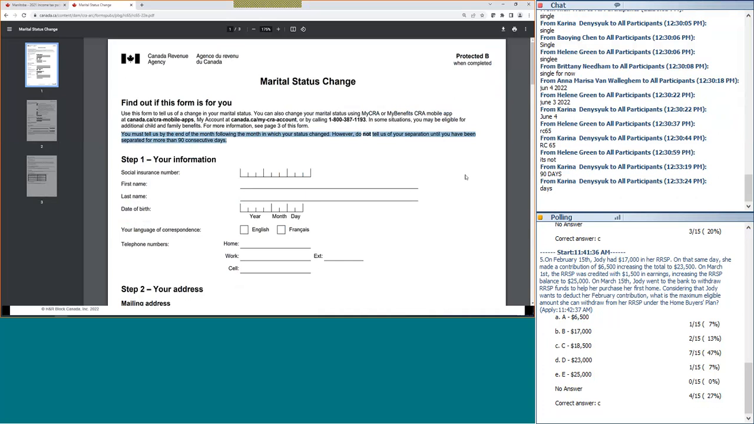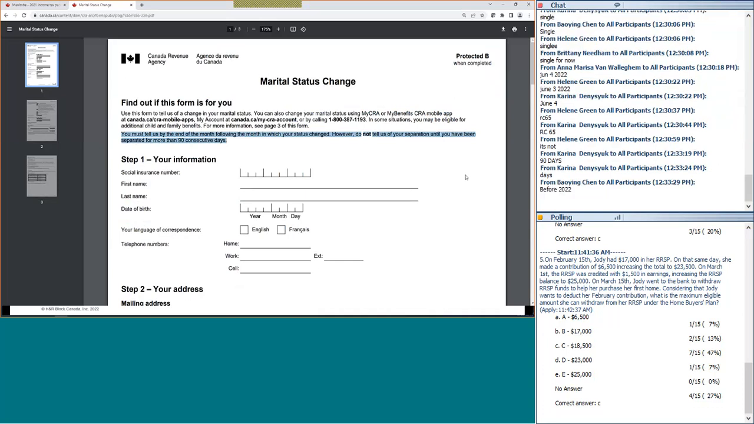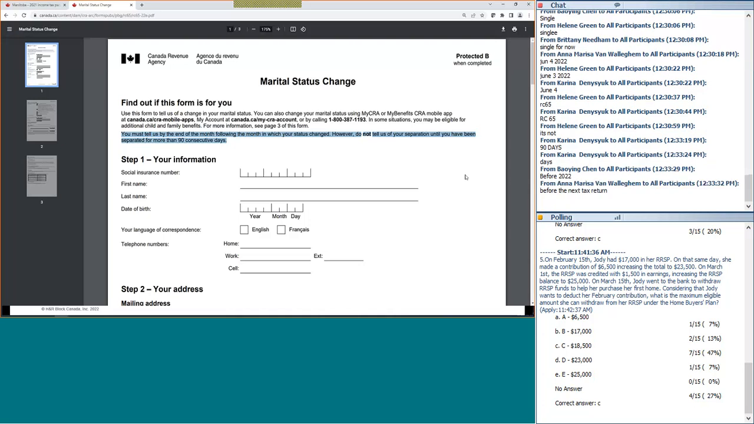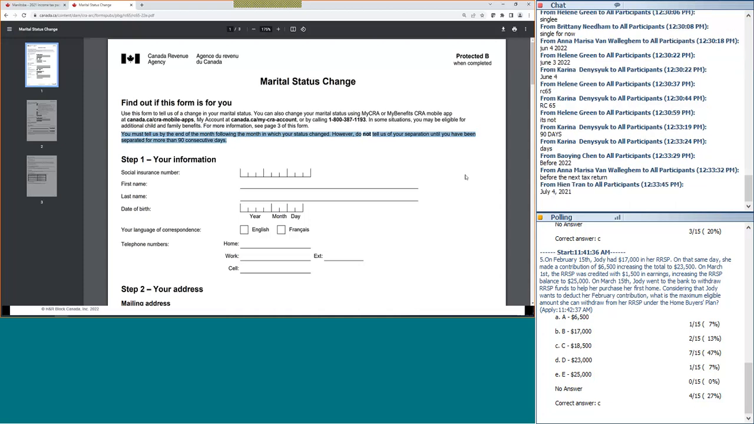So Karina, it's not 90 days. 90 days has to do with separation. What does the form say? It says you must tell us by the end of the month following the month in which your status changed. So if their status changed in June, the following month is July. They have until the end of July. So they have until July 31st, 2022, to send this to the government.